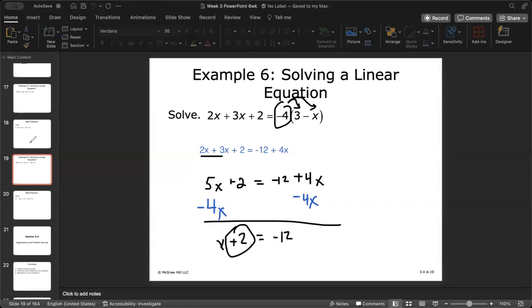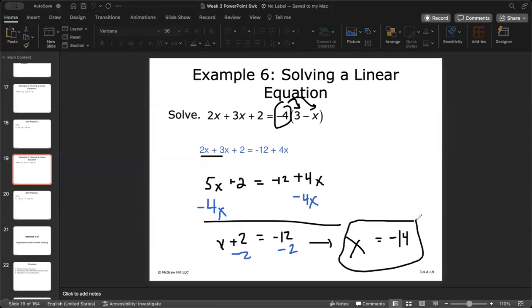Now here we got to get rid of the 2. Well, how do we get the x, by the way? 5x minus 4x yields 1x. And so I just dropped the 1 because it's implied, just to give you a heads up why I did that. Okay, and then subtract 2 from each side. And so that's going to give us a final answer. Let's come over here because I'm running out of space. X equals negative 14. Boom. And that is it.